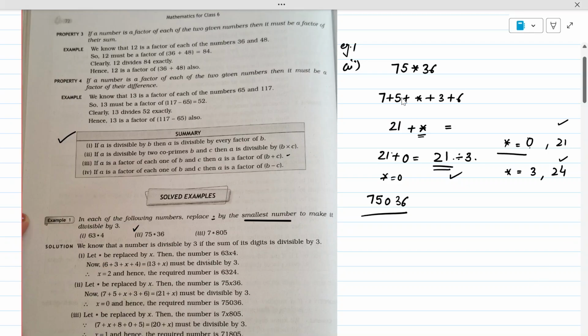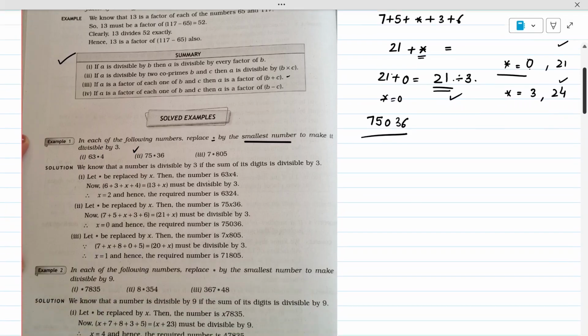We know the divisibility rule for 3. The sum of all the digits of the number should be either 3 or a multiple of 3. So when we have added all this, we have found the sum to be 21 plus star. And now we have to find the smallest value of this star, so that the sum should be a multiple of 3. So it is 0 because 21 is a multiple of 3. So we have got the complete number as 75036. Right? Similarly, you have to do the rest of the questions also.